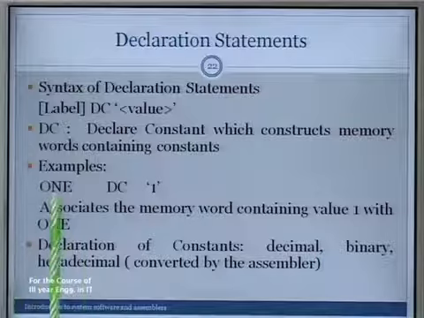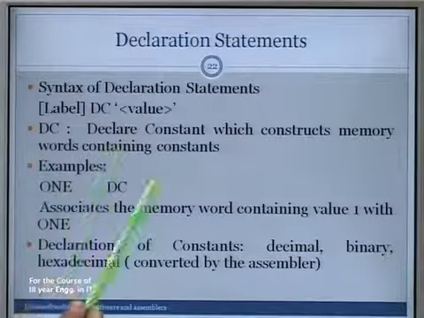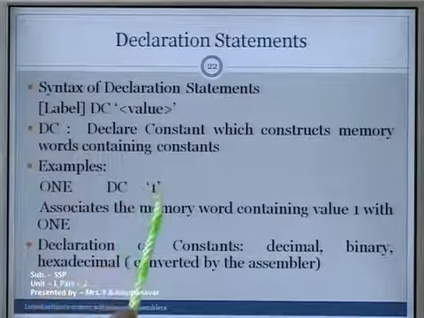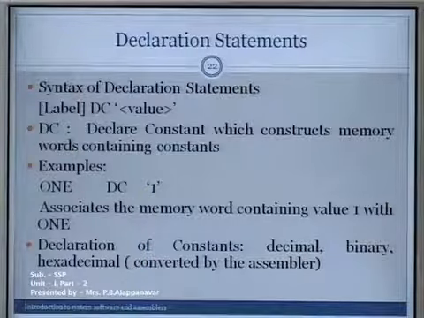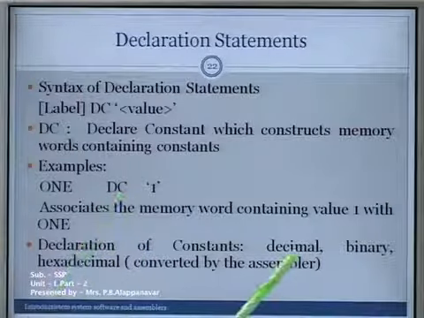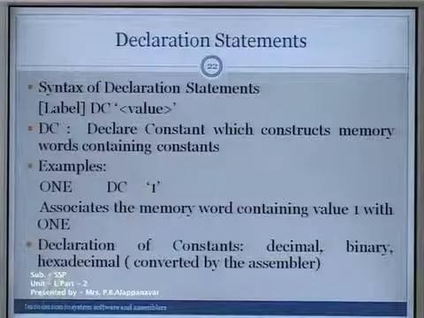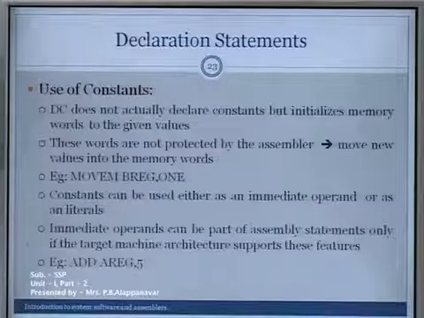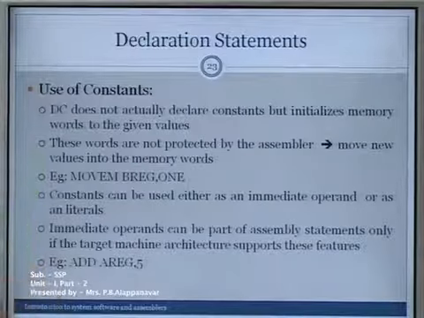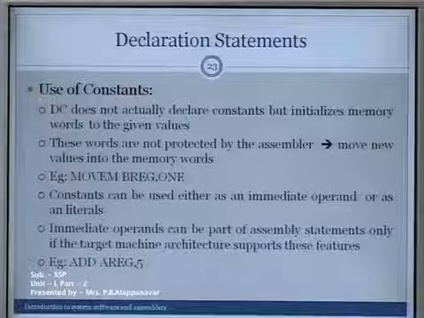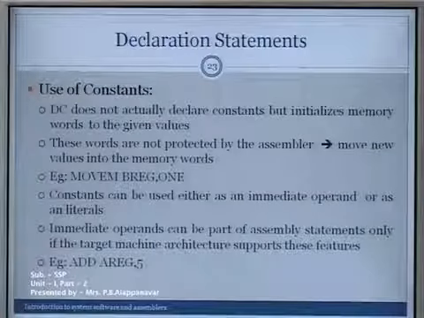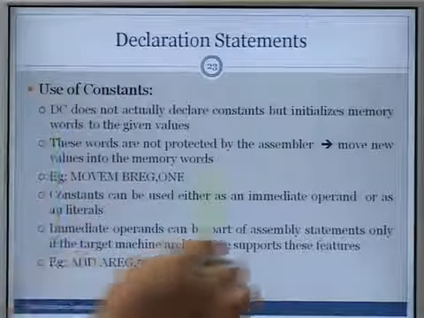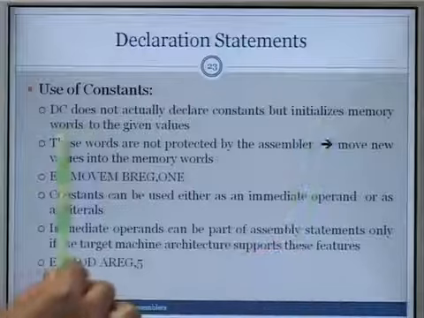If you look at this example, there is a memory word which is given the name ONE, and in that memory word you are going to place the value 1. Now you can have constants in the form of decimal, binary or hexadecimal, and that would be appropriately converted by the assembler. Now when we say DC, it does stand for declare constant, but it is not actually declaring a constant. This particular declaration statement is used to initialize the memory words.